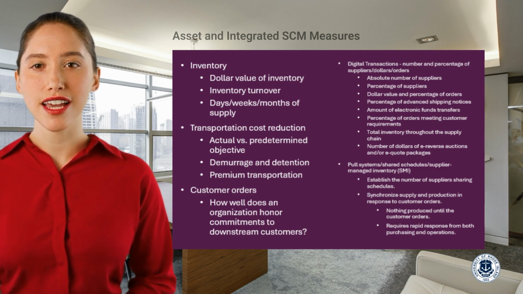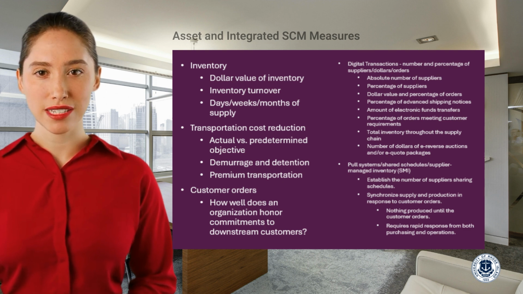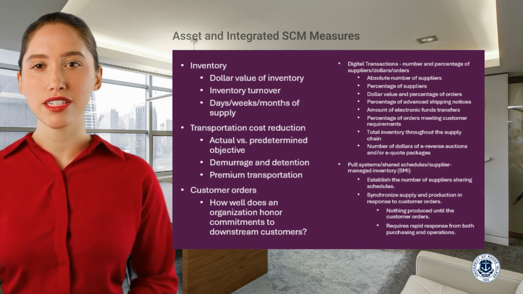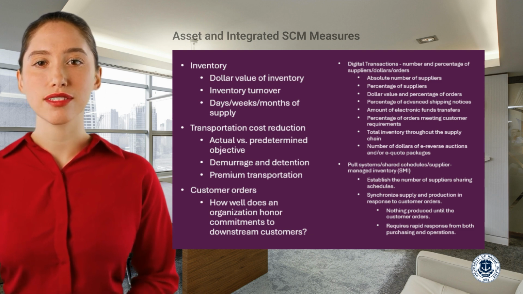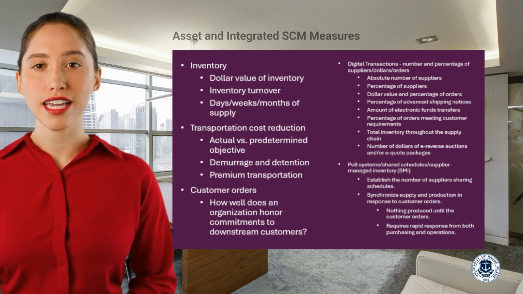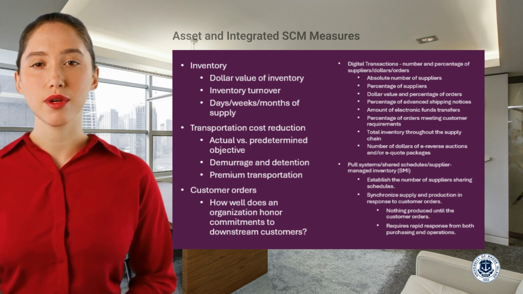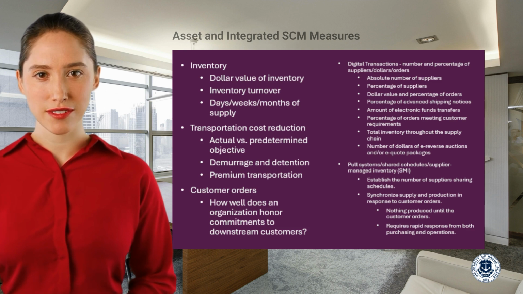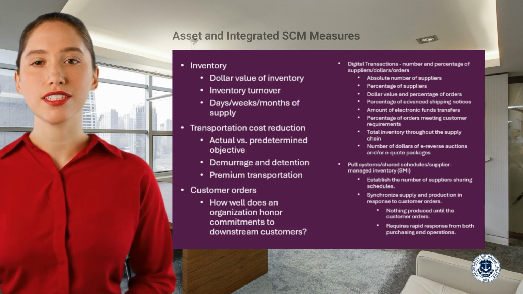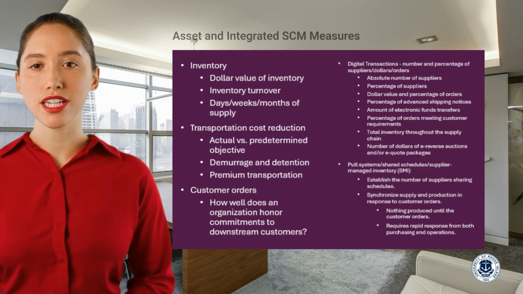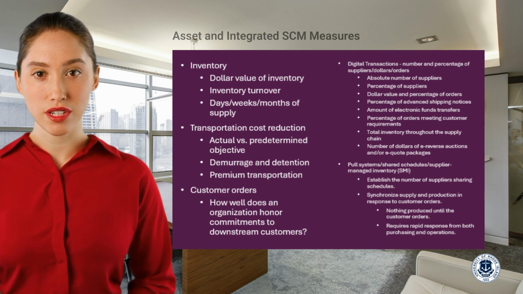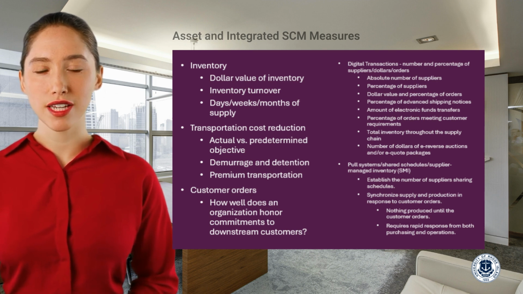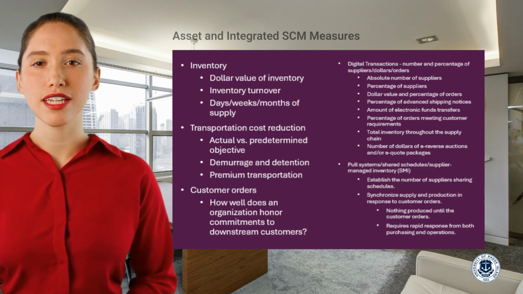On the integration side, many organizations track digital transaction metrics. These include the number and percentage of suppliers connected electronically, the percentage of orders processed digitally, and the use of advanced shipping notices or electronic funds transfers. Companies may also measure the number of e-reverse auctions or electronic quote packages, reflecting how extensively digital tools are used across the supply chain.